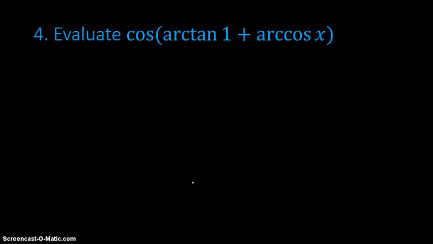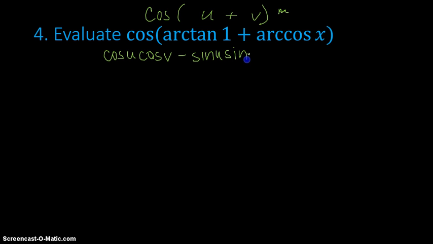Alright, evaluate cosine of arc tangent of 1 plus arc cosine of x. So this is cosine of u plus v, which if I know my sum and difference formulas or look in my trig book, cosine of u plus v is cosine of u times cosine of v minus sine of u times sine of v.